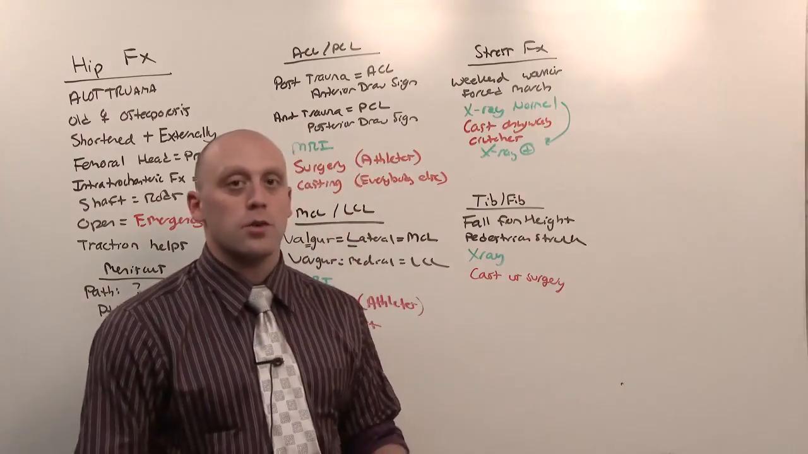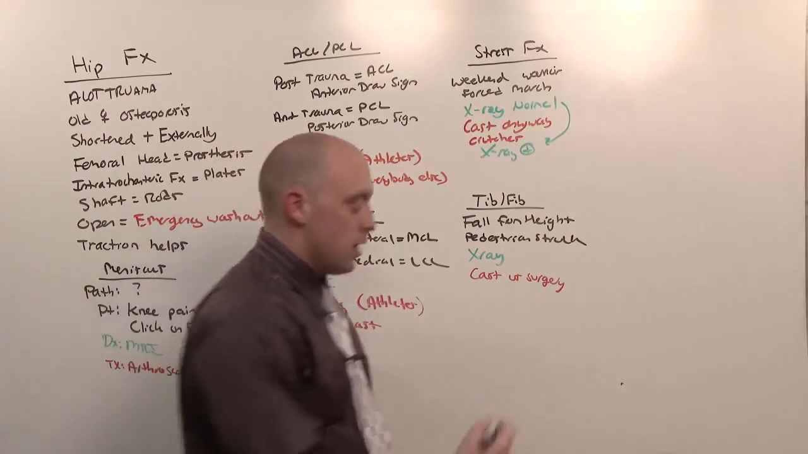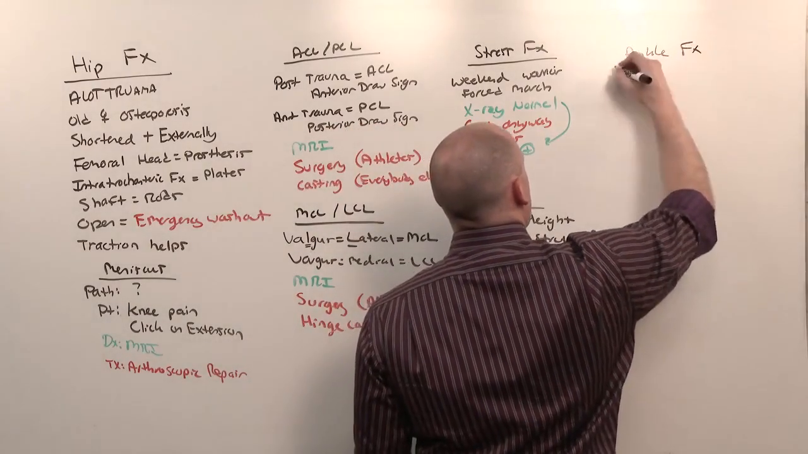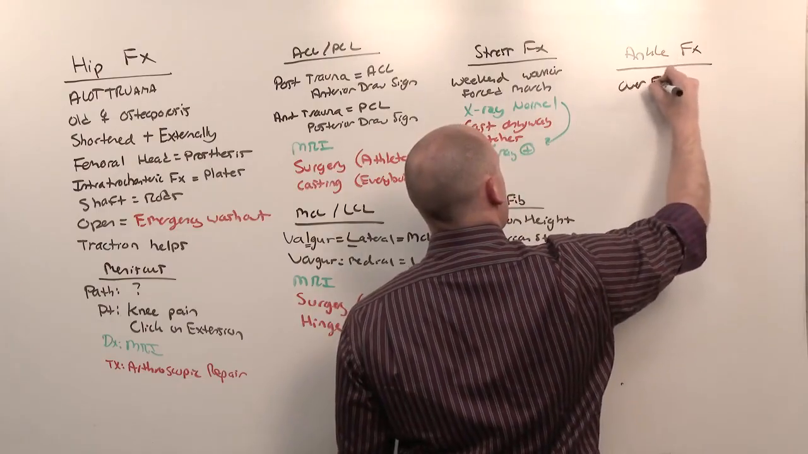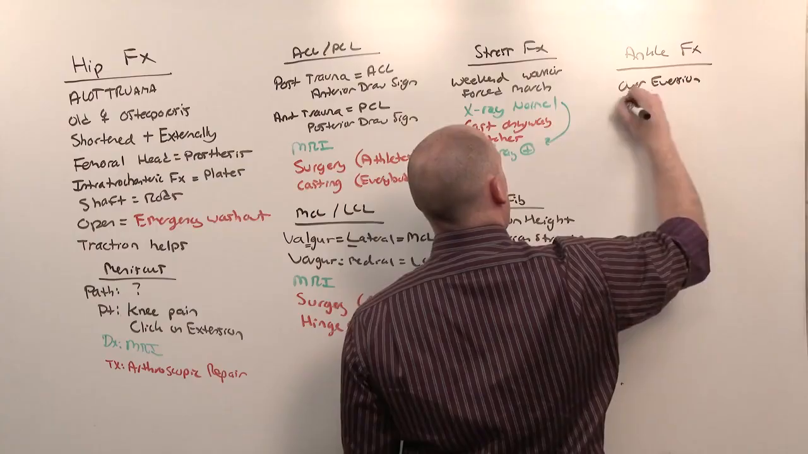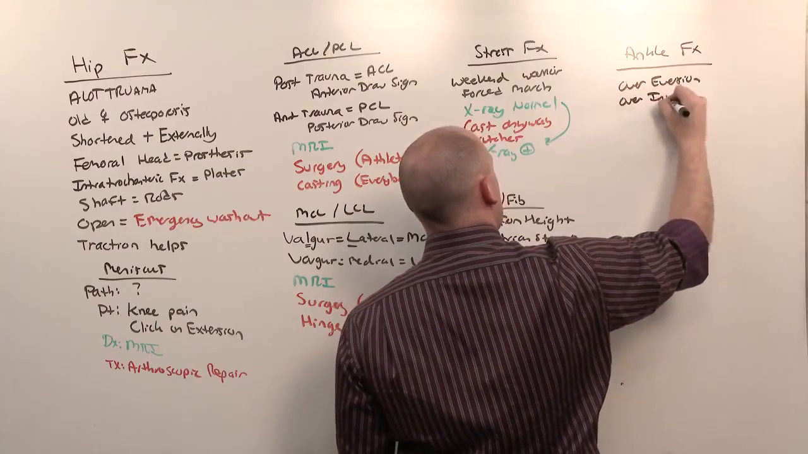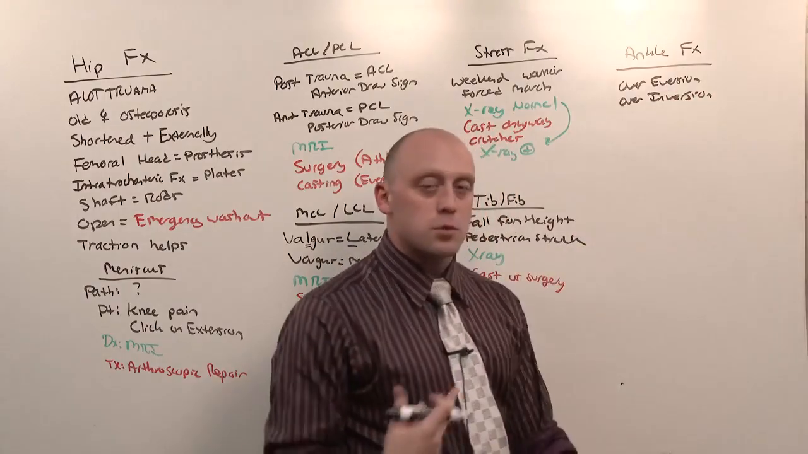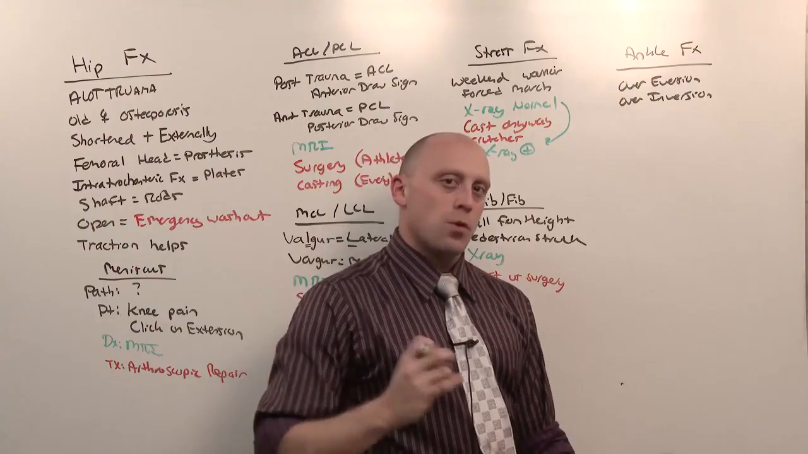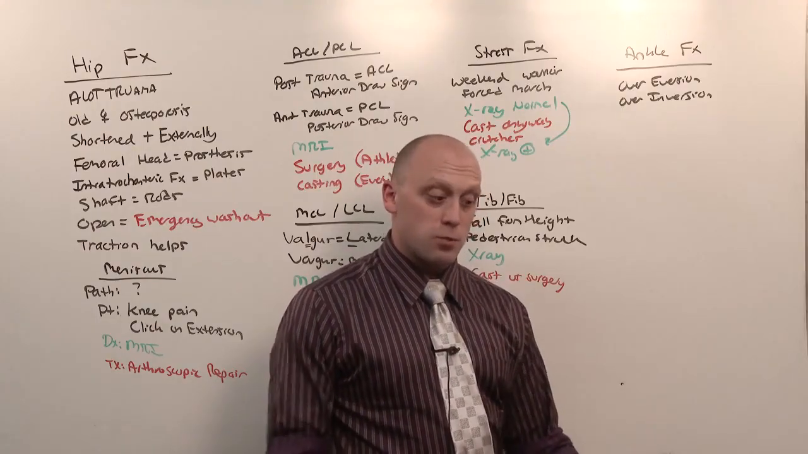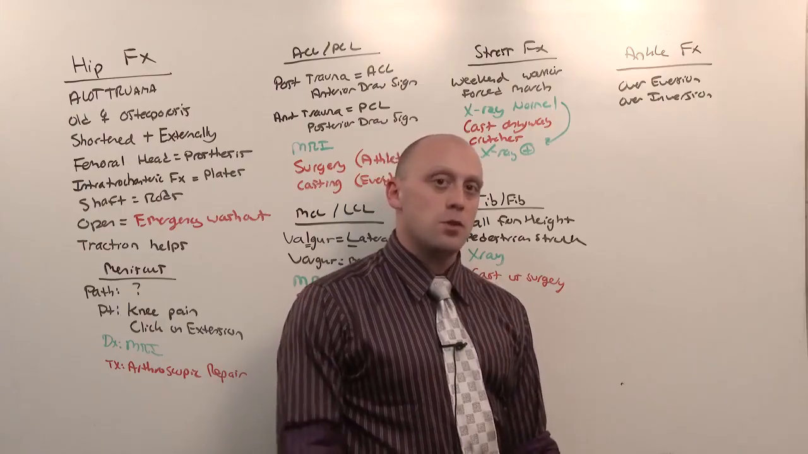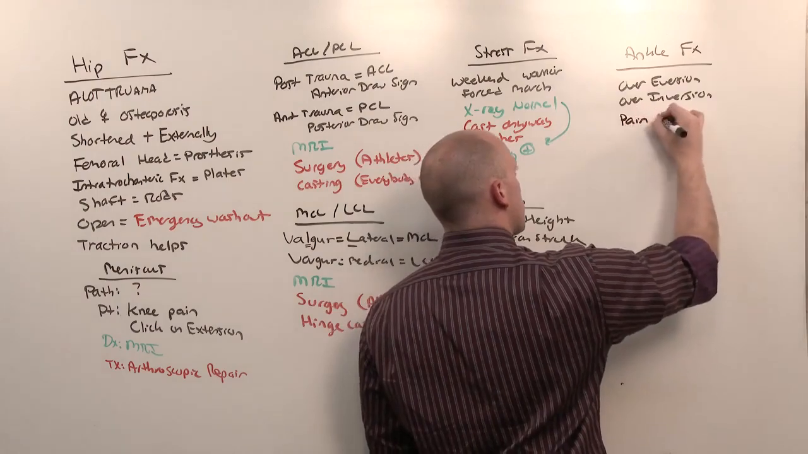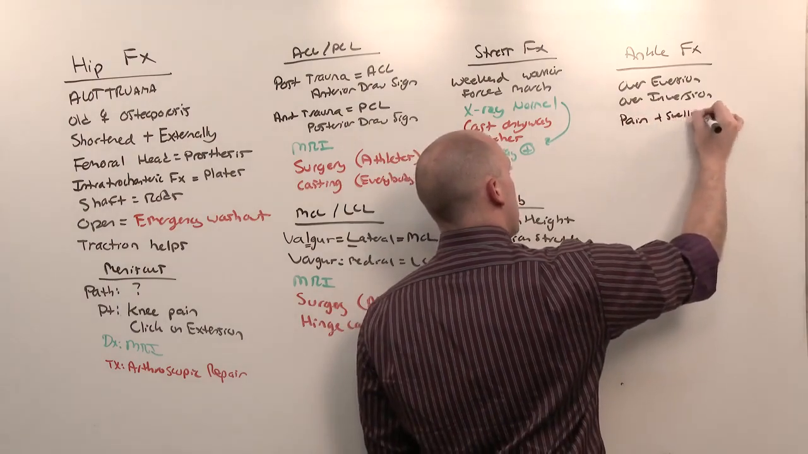Let's round us out with the ankle and foot. Ankle fractures. So if you have over eversion or over inversion, you can cause an ankle fracture. But that's also how you sprain an ankle. So what you want to look for to say this is probably a fracture is a person who has that pain and swelling after an eversion or inversion and is non-ambulatory.